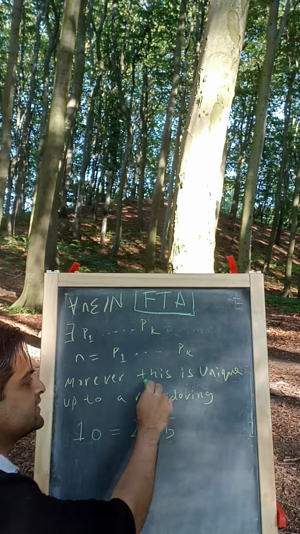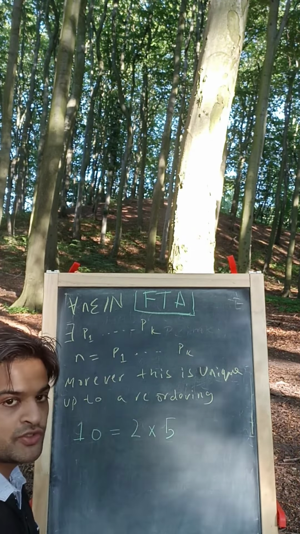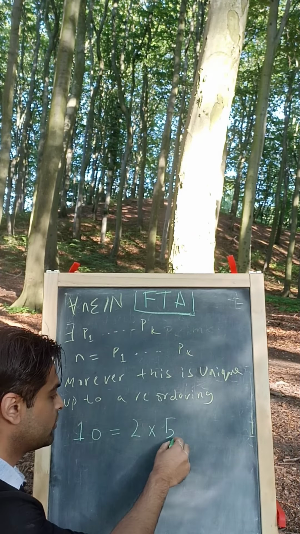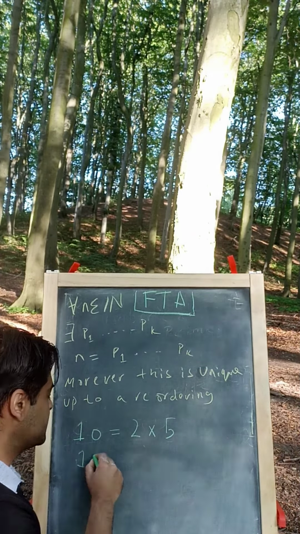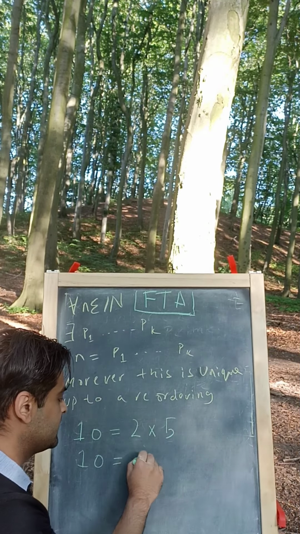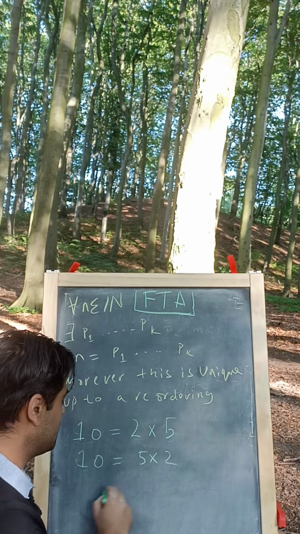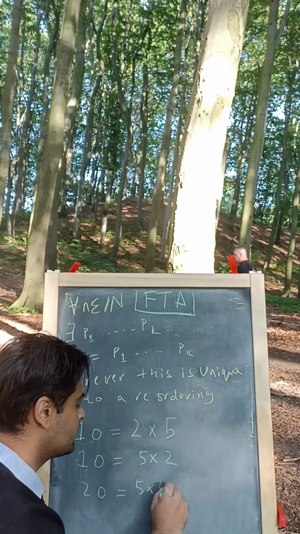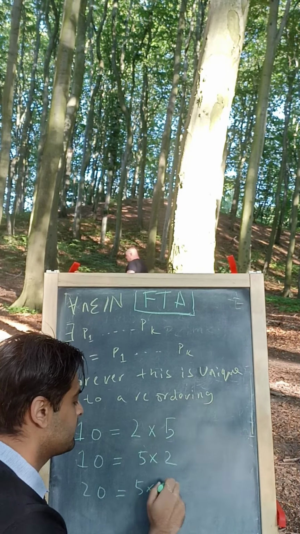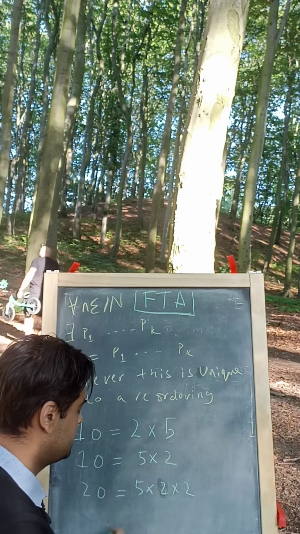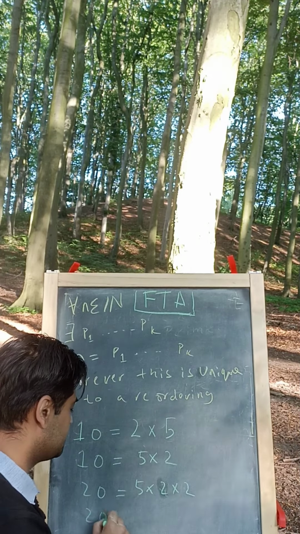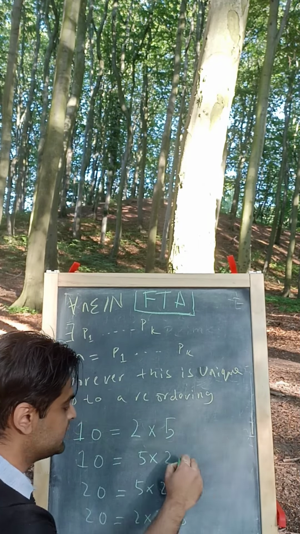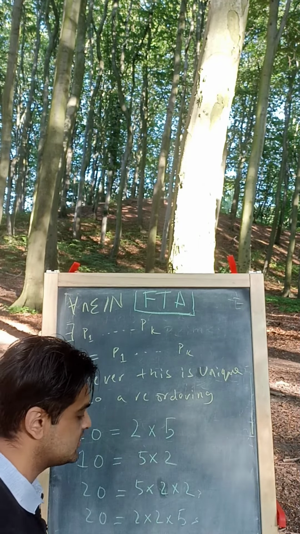And moreover, this representation is unique up to a reordering. So by reordering I mean just change the order of where the prime numbers are. So 10 can also be written as 5 into 2, or 20 can be written as 5 into 2 into 2, or it can be written as 2 into 2 into 5. And each of these representations is unique.